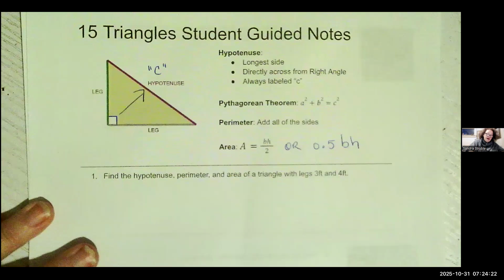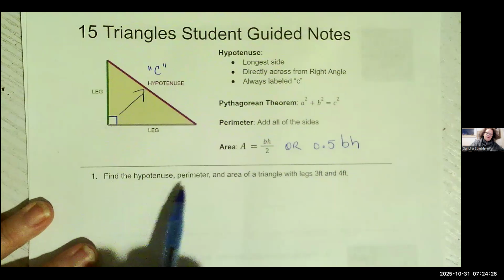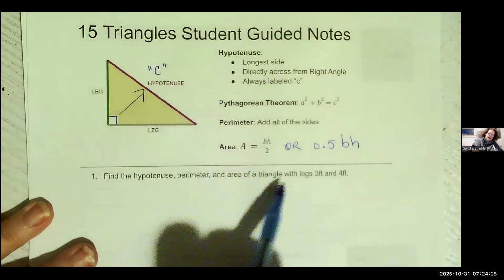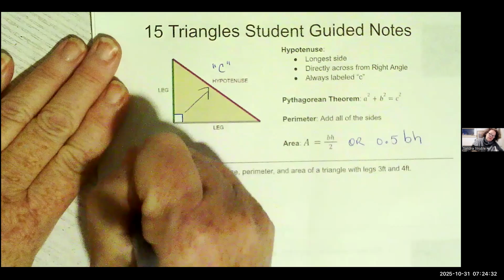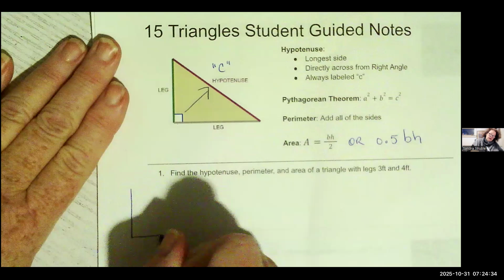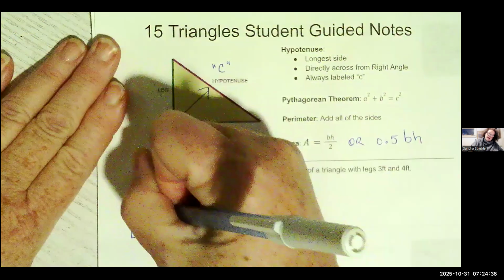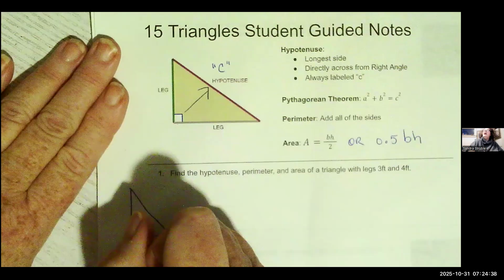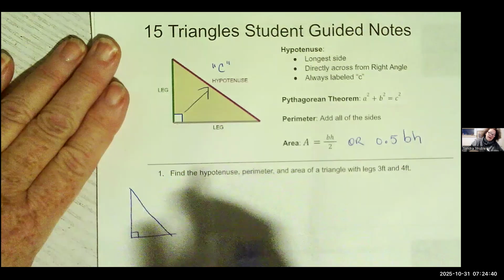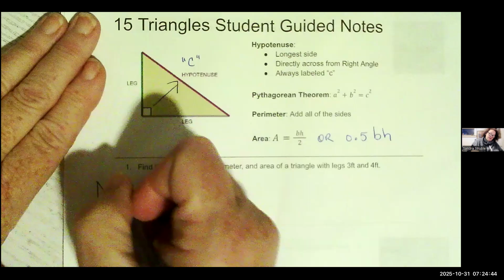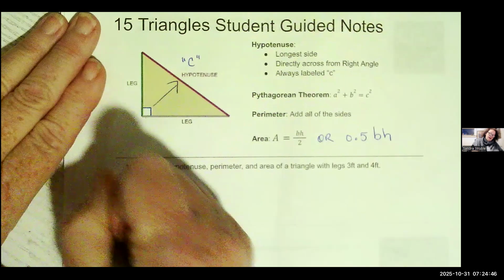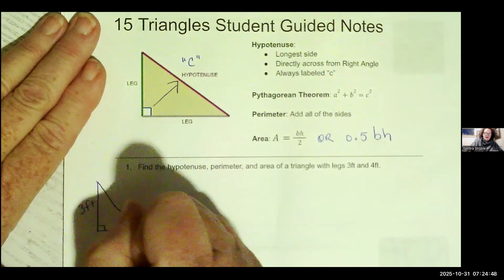We're going to find the hypotenuse, the perimeter, and the area of a triangle with legs of 3 foot and 4 foot. So I always like to give myself, don't judge, I'm not an art person. Yeah, this is my right triangle as best as I'm going to get right now. One of my legs is 3 foot. One of my legs is 4 foot, and I'm looking for my C. I'm looking for my hypotenuse.